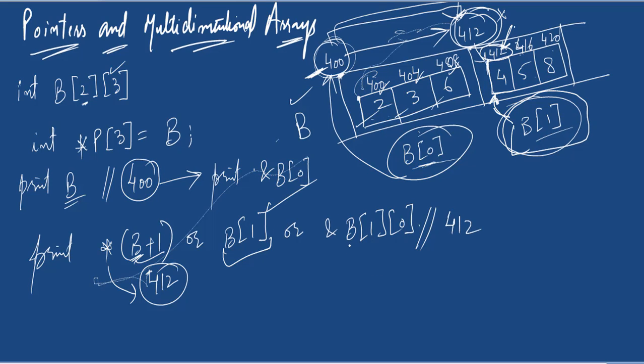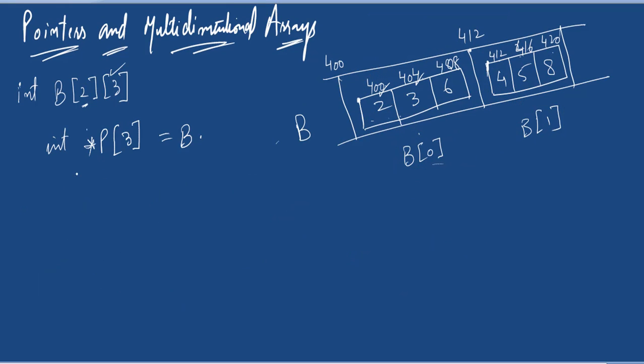Similarly, B of 1 and 0. What is the B of 1 and 0 element? B of 1 is this, and then 0. I have to reach B of 1, and then I have to reach the 0th element, that is 4. But I am writing AND before this. AND means address of. So the address of this 4 is this 412. That is the answer.